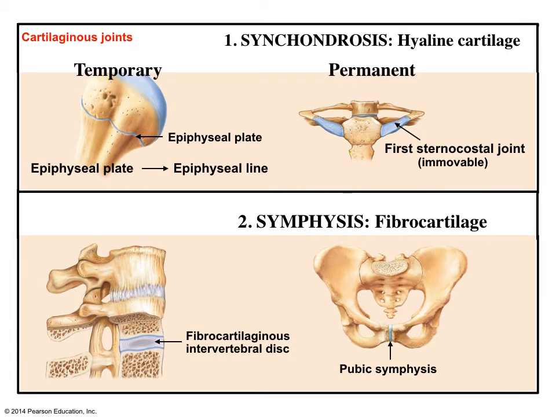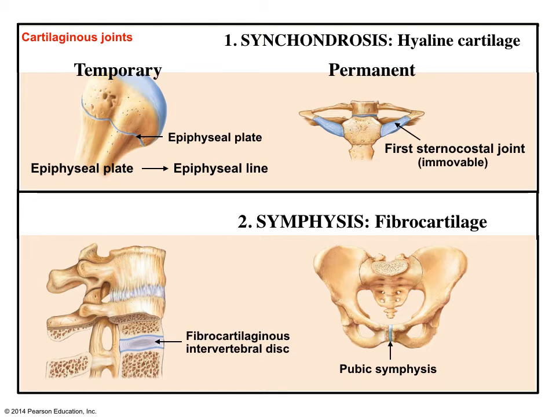The second category of joints are held together by cartilage, therefore called cartilaginous joints. Depending on the type of cartilage that is present between the bones, we have either a synchondrosis, hyaline cartilage, or symphysis, fibrocartilage. Synchondroses may be temporary. In other words, they fuse over time. Examples would be the growth plates in long bones.